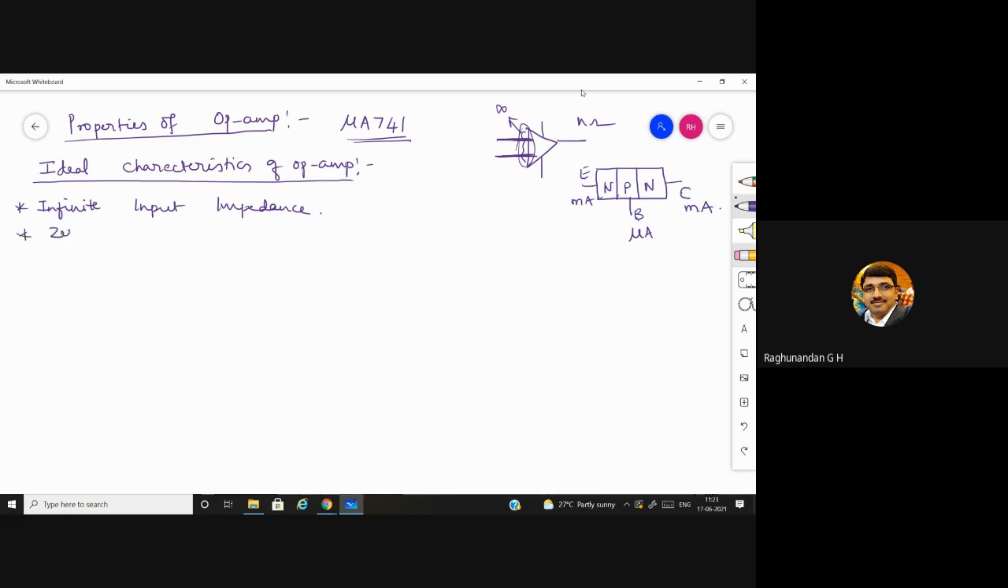Next is zero output impedance. Output is always collected across the collector, so obviously the resistance offered by the output side will be less. Ideally we say it is zero, but practically it will not be zero; it will be some 100 ohm, 200 ohm, like that. Next is the voltage gain. The voltage gain is infinite.